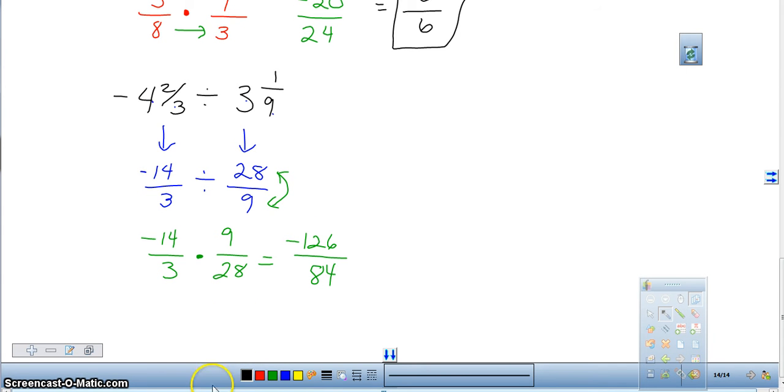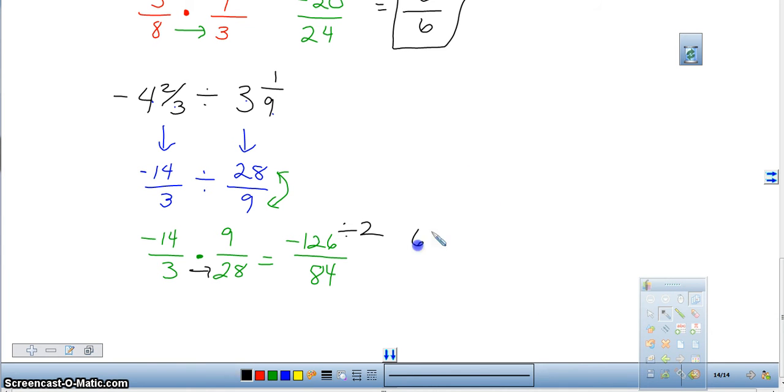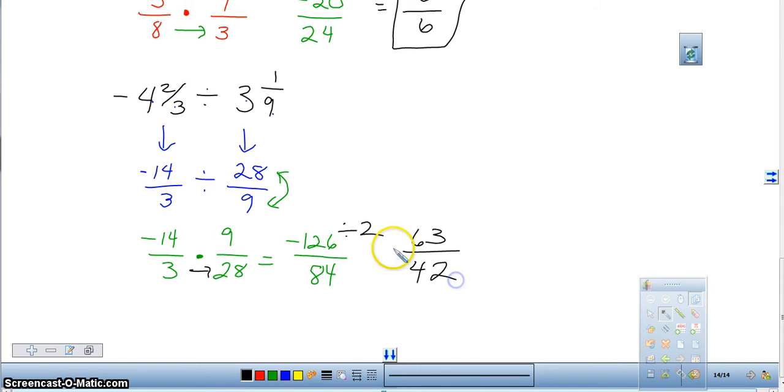This one I have to reduce a lot. So negative 14 times 9 was negative 126, and 3 times 28 is 84. I'm going to divide by 2, and if I divide by 2, I get 126 divided by 2 is 63, and 84 divided by 2 is 42. Okay, and the 63 is negative. Don't forget that negative, because one negative stays negative.